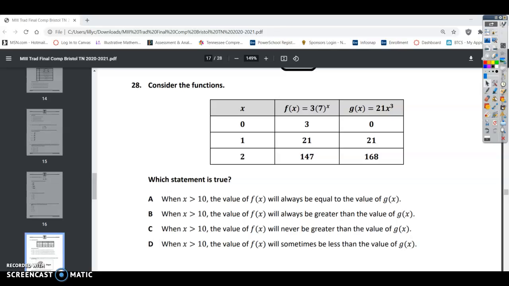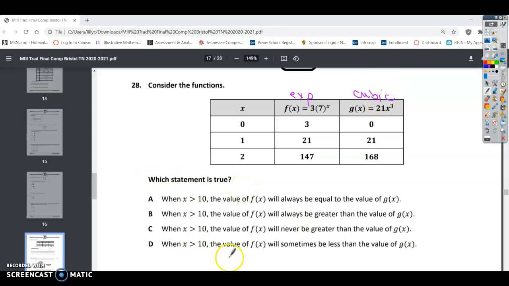Math 3, final benchmark, question 28. Consider the functions. So we've got f of x equals 3 times x raised to the x power. So this one is an exponential function. G of x equals 21 times x to the third power. So this is a cubic function. All right, which statement is true?